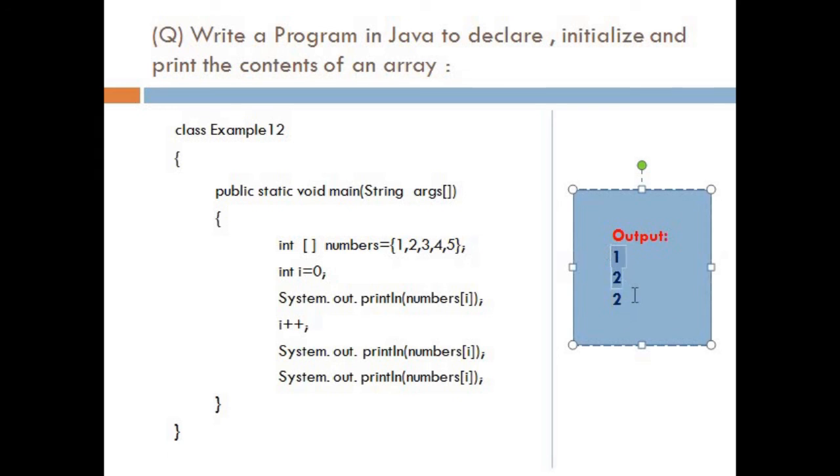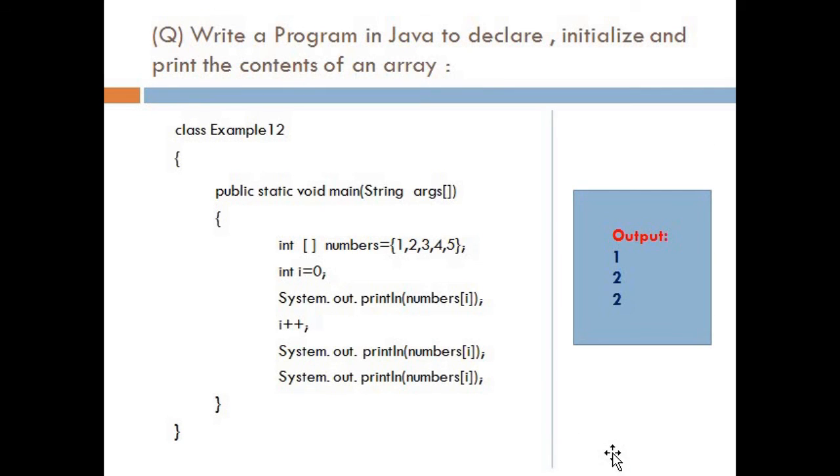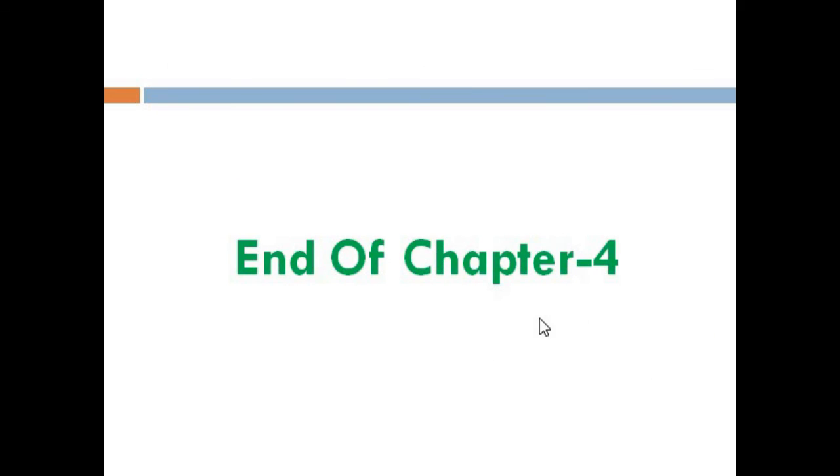And after printing these values, that is 1, 2 and 2, in separate lines under the output section, the body of the main method ends, followed by the body of this class. So I hope this is clear, and with this I end my presentation here, as well as the chapter ends.